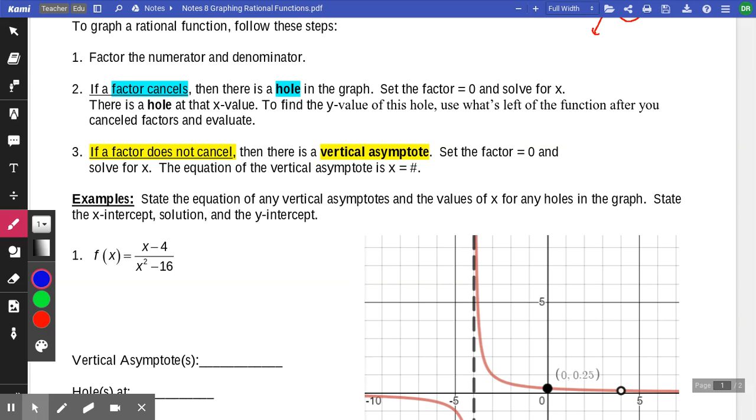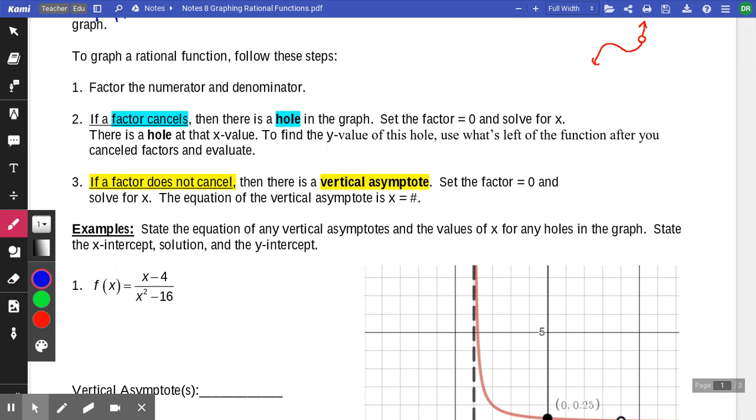So after we factor, we're going to check what happens. And so that's what we're looking at here. Step 2, if a factor cancels, that is a time that we'll have a hole in the graph. Okay, so that point to where the graph just can't exist. Everything else is fine, but something about that point just doesn't work out. And so to figure out what that happens, if we see a factor cancel away, then we'll set the factor equal to 0 and we'll solve. And then we'll know there's a hole there. So we'll talk about finding the location of that hole. Once you know the x value, you can just put that right back into our simplified equation.